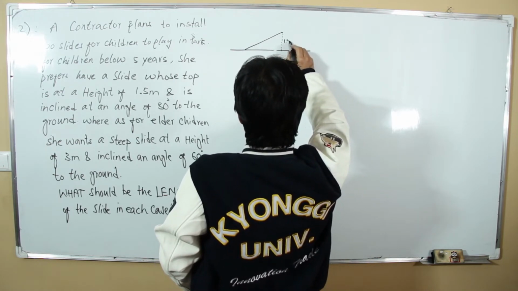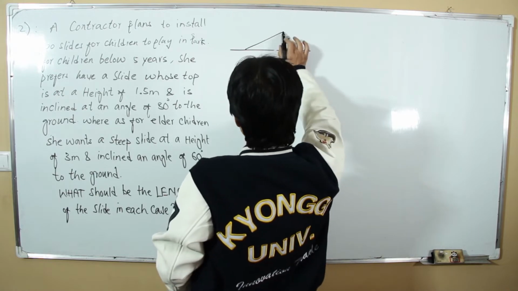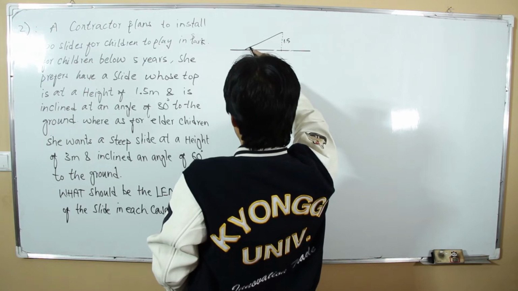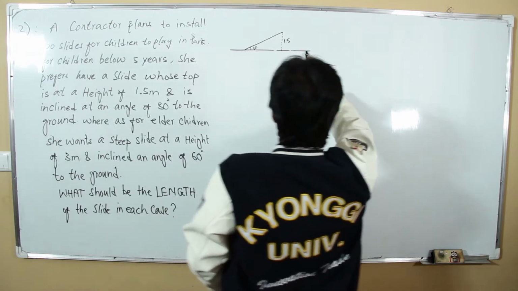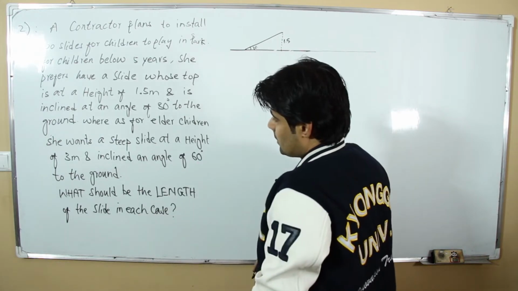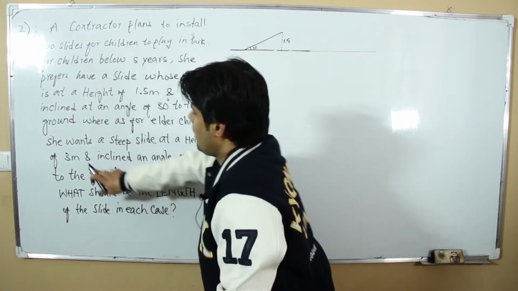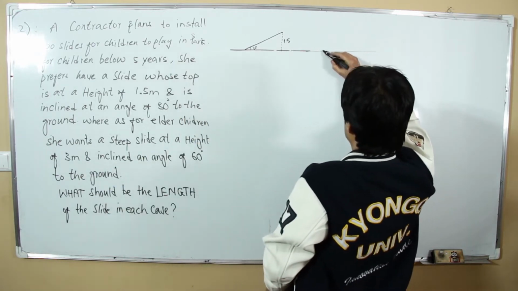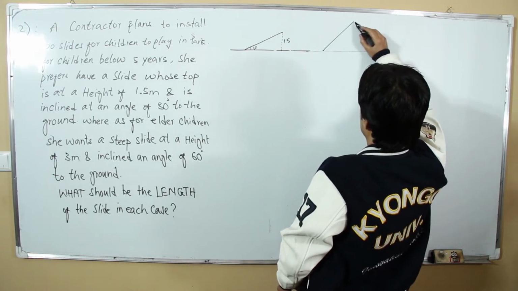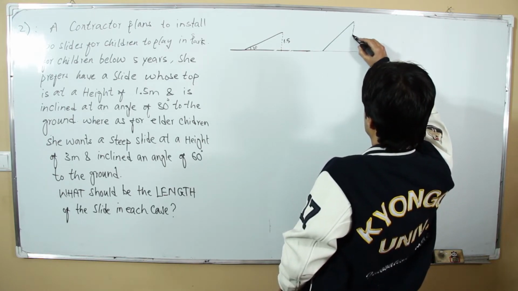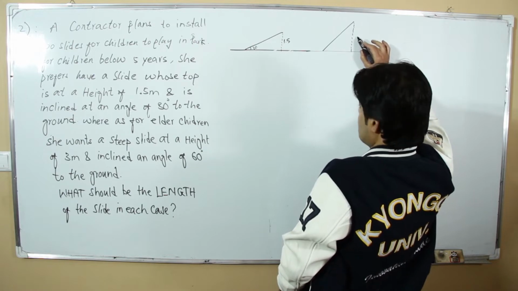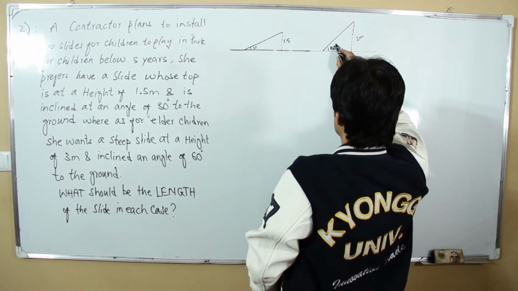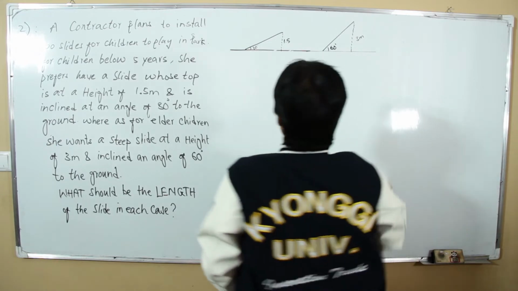This is 1.5 meter and this is the slide. The slide angle is 30 degrees. Second, she wants another slide which the height is 3.5 meter and the angle is 60 degrees. The height is 3 meter and inclined angle is 60 degrees. The first one is 30.